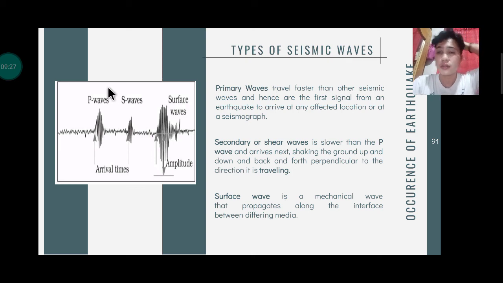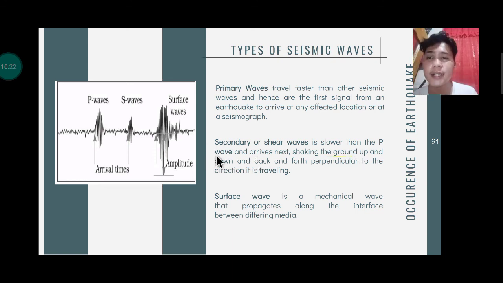We all know that. Next is the secondary or shear wave. It is slower than the P waves and arrives next, shaking the ground up and down and back and forth, perpendicular to the direction it is traveling. From the definition itself, we could say that the S waves will be recorded after the P waves. Next is the surface wave. It's a mechanical wave that propagates along the interface between different media. In surface waves, this is the part where we can really feel the shaking or the movement of the ground.